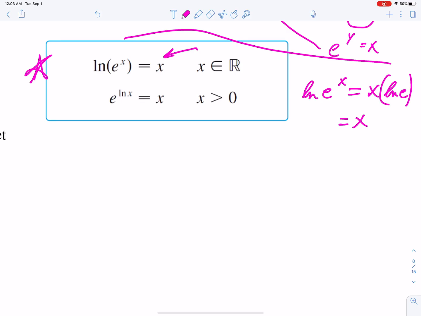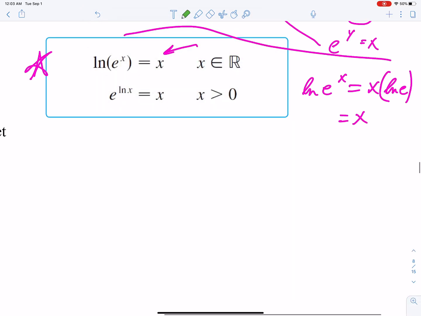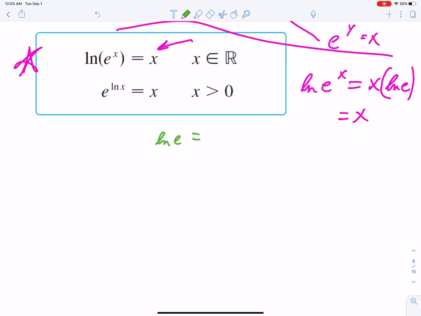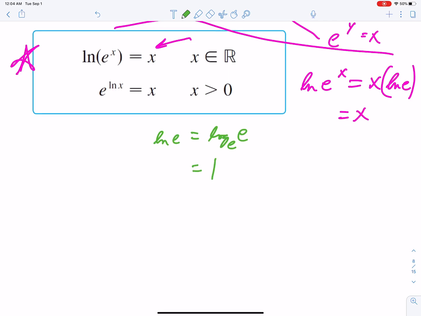Now we have to know what natural log of e is equal to. So we are going to prove this separately. All right, so natural log of e. What's that equal to? Most of you probably know, but let's say we forgot. Let's figure it out. Well, let's use the definition of natural log. Definition of natural log is log base e, in this case of e. And we've talked about this, when the base and the argument are equal, the answer is 1. Okay, so there we go. That proves that statement right there.